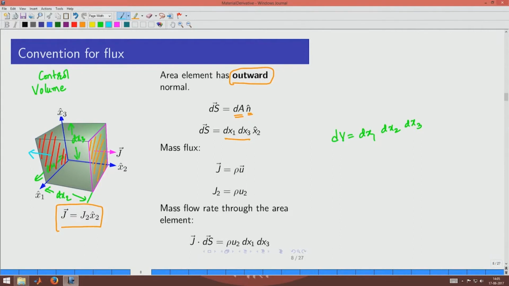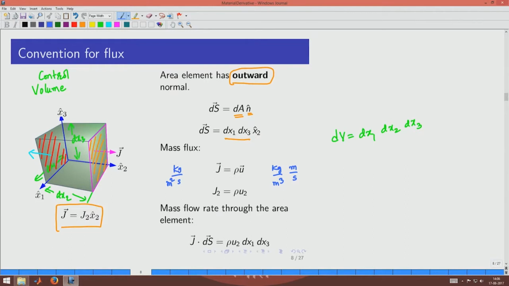Okay. Now, the mass flux is defined as density times the velocity. So, you could see here density, you have kg per meter cube and the velocity meter per second, and here the flux is kg per meter square second. Okay. So, that is mass flow per unit area per unit time.